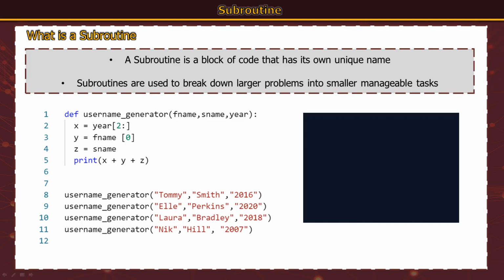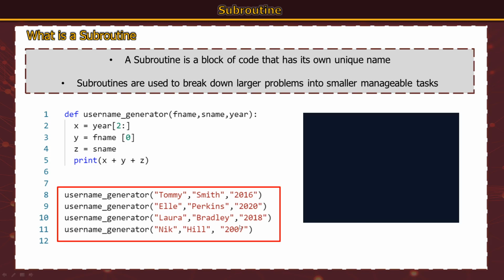Now if we think about a school, there's more than one student, so this piece of code is going to need to be run multiple times, and this is one of the great advantages of subroutines. So you can see on lines 8, 9, 10 and 11 I call that subroutine and pass it various parameters. So the first time on line 8 I pass it Tommy for F name, I pass it Smith for S name, and I pass it 2016 for the year that Tommy joined the school.